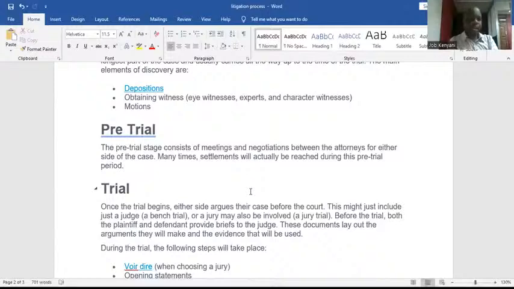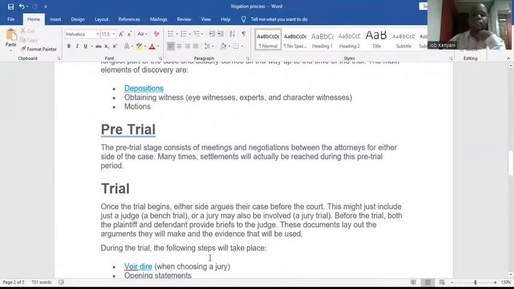Then you have the real trial. Once the trial begins, either side argues their case before the court. This might include just the judge, in a bench trial, or a jury may also be involved, in a jury trial. A jury is a group who can make a determination before a court of law. Before the trial, both the plaintiff and the defendant provide briefs to the judge. These documents lay out the arguments they will make and the evidence that will likely be used.